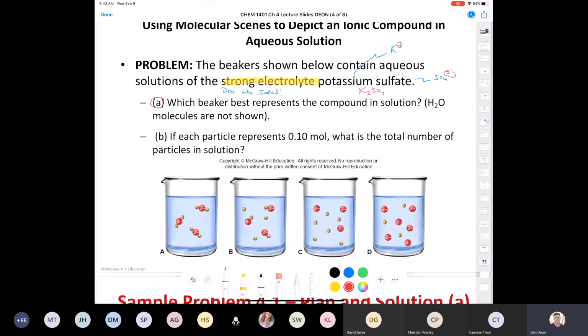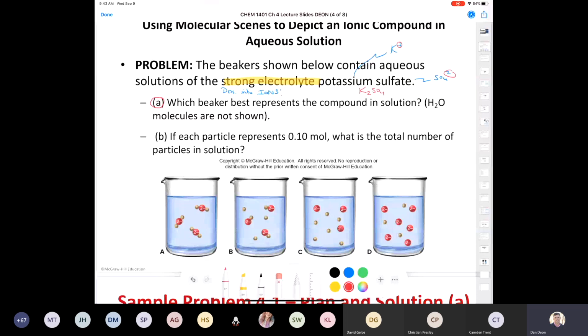Now we're not showing the water molecules. Could anybody tell me? I'll just throw that out to my wonderful students who've probably read the whole chapter, did the LearnSmart, tried some problems already. Who could tell me which one of these? Yeah, I'm going to have to go with C on this one, okay?